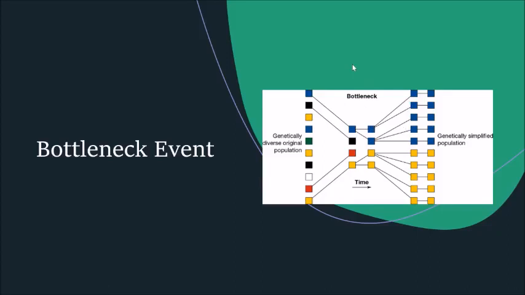That's often indicated in questions on Saxon exams. There's some sort of natural disaster. What's the name given to this phenomenon? The correct answer will be bottleneck effect. So be aware of that.